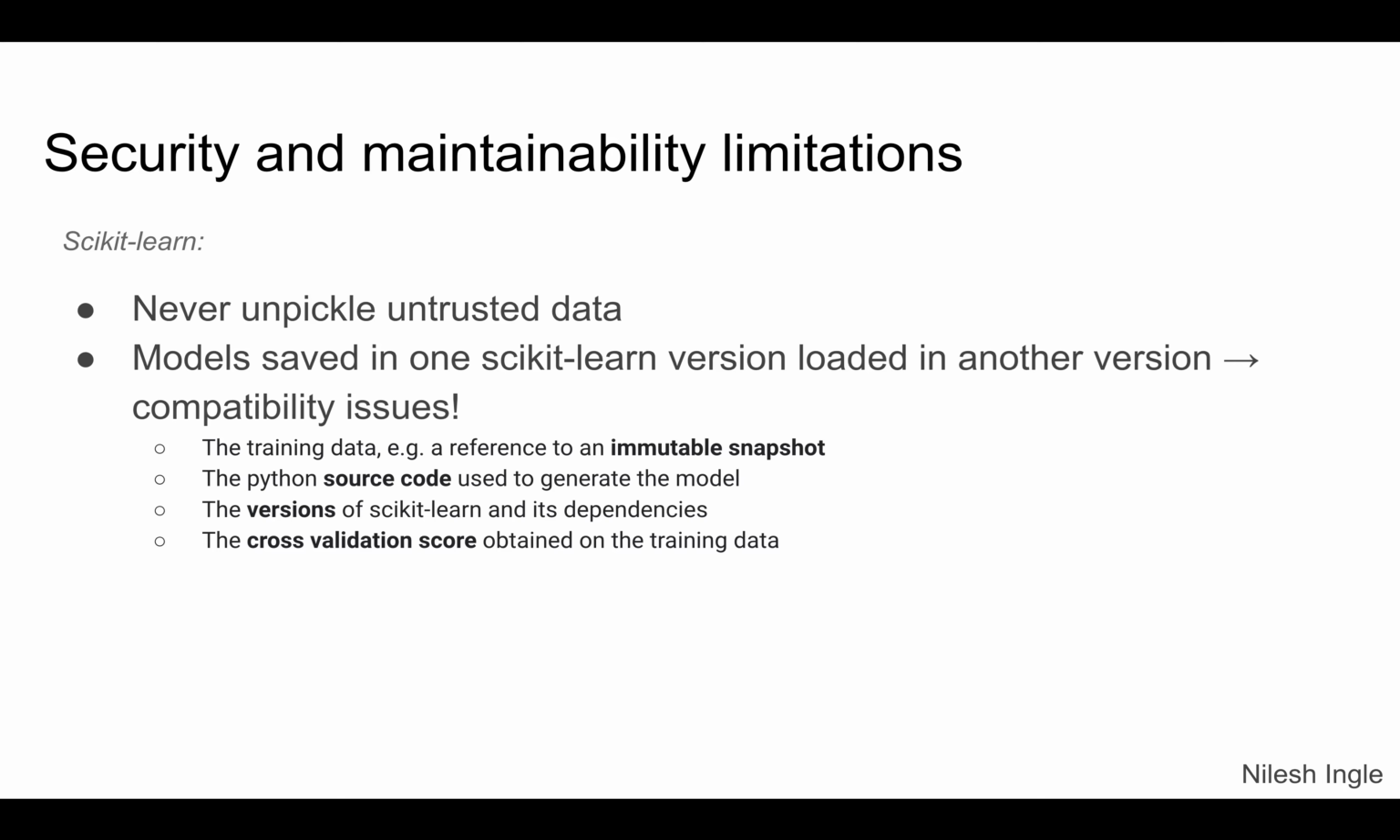And then for models saved in one version of Scikit-learn, although they can be loaded in another version of Scikit-learn, there could sometimes be compatibility issues. So these are the pointers that are suggested to be stored along with the model: the training data, source code, version of Scikit-learn, and cross-validation score. All these can be used together to check if you get the same score in a different version of Scikit-learn. So this is just something to keep in mind.